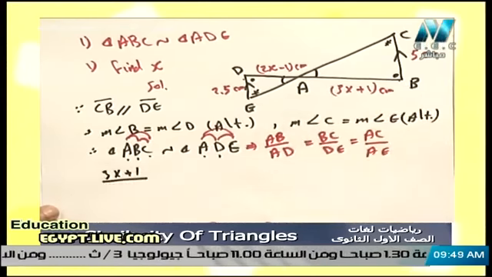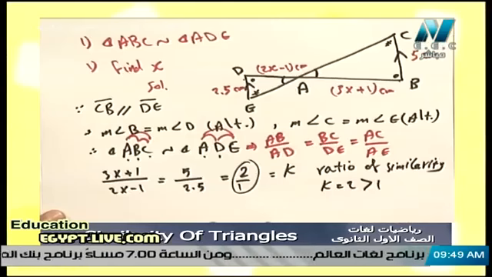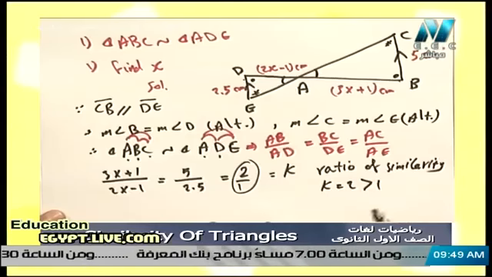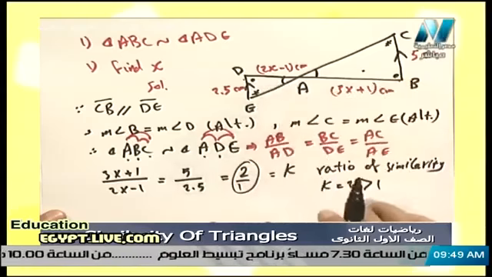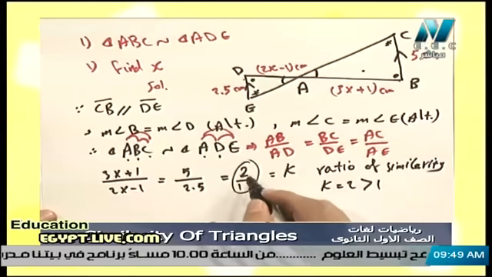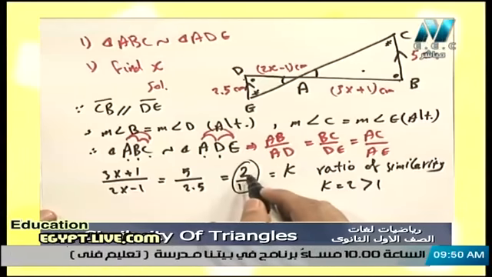What do we call this number from the last period? We call it K. What's K? K is the ratio of similarity. And the ratio of similarity here, K, is greater than 1. So the first triangle ABC here is an enlargement of the triangle ADE. Okay, let's concentrate here on our question.